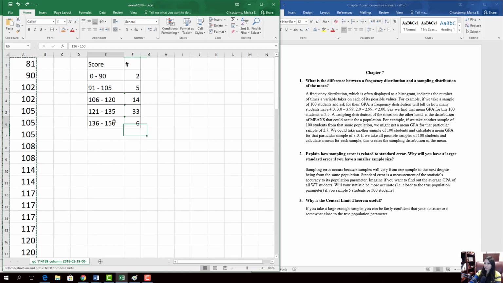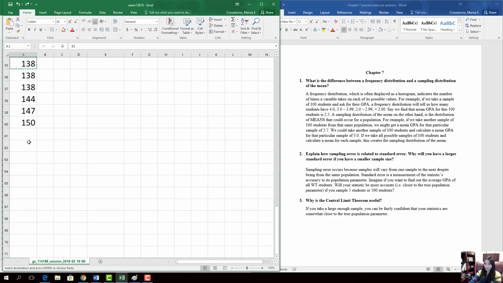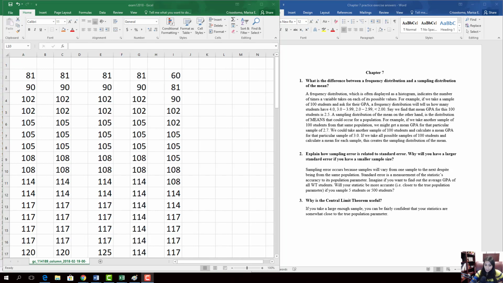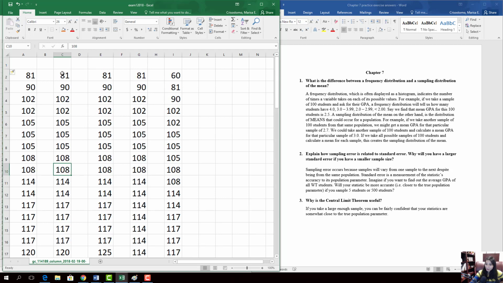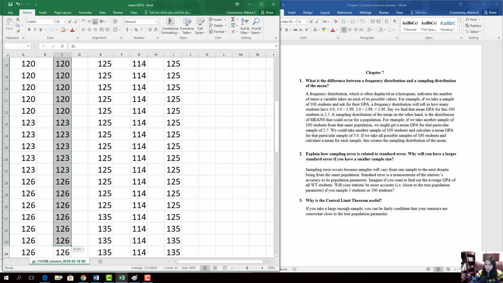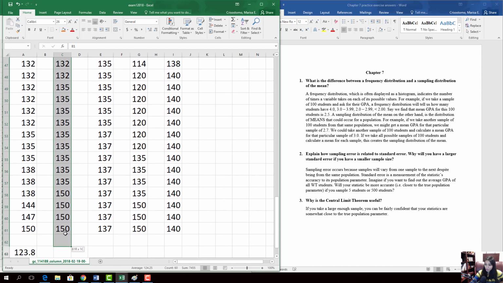A sampling distribution of the mean, on the other hand, takes statistics of multiple samples. So for example, going along with this one, I could find the average score of this particular sample. And it comes out to be 123.8. I could take another sample of 60 students. They're still in the same population as Dr. C's students, but I could take another sample of 60 students and find that sample's average.